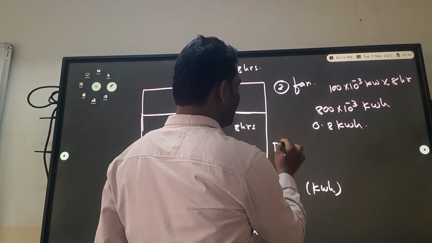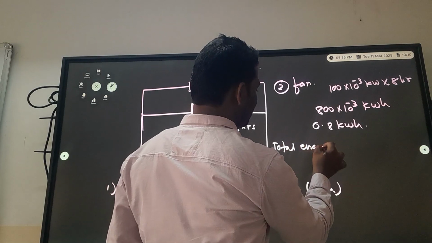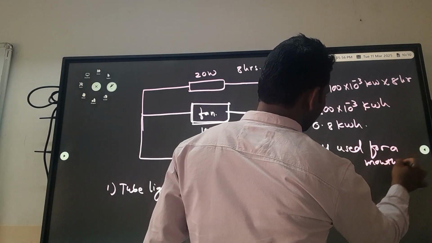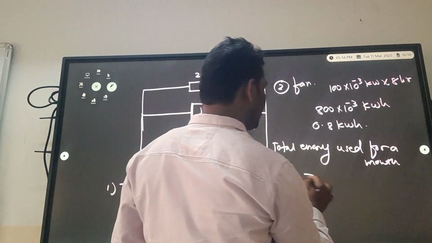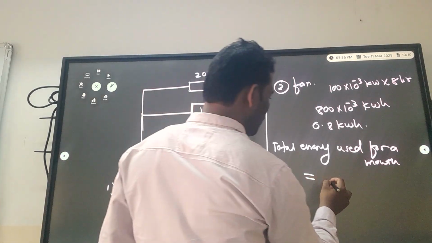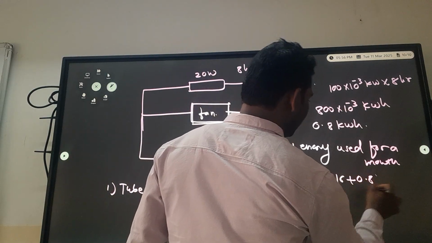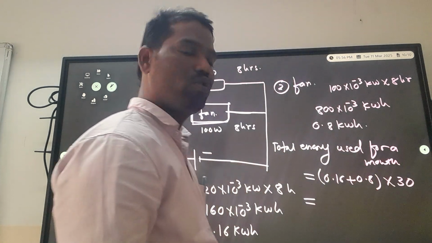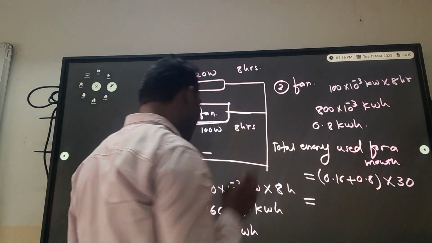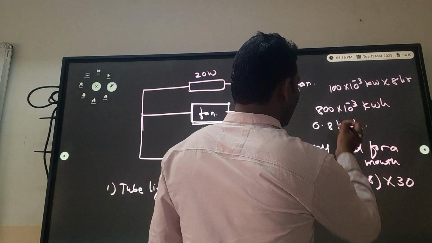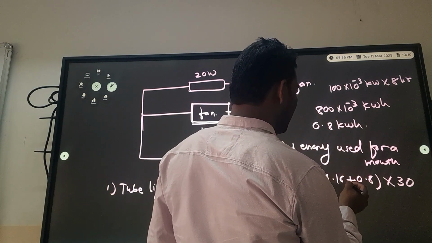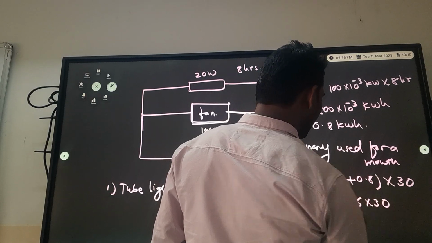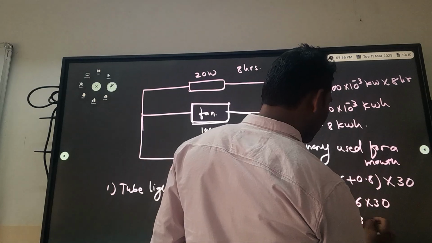So the total energy used for a month, we have to calculate. How can we calculate total energy? For 1 day it is 0.16 plus 0.8. This is for the single day, and if you consider 30 days, we will multiply with 30. So we can simply do the addition. What will be the addition? This addition is 0.96, and multiplied by 30, so this will be 9.6 into 3.